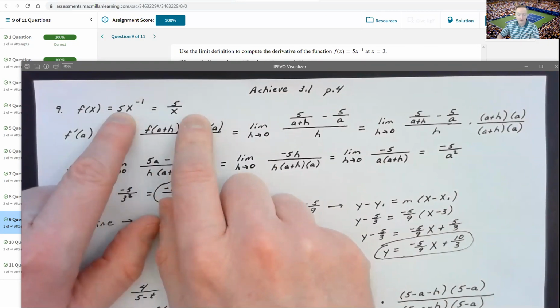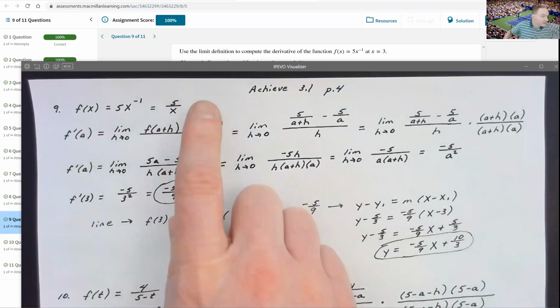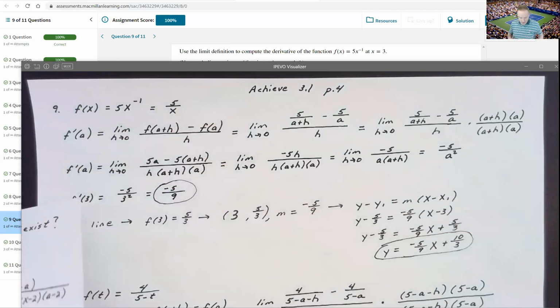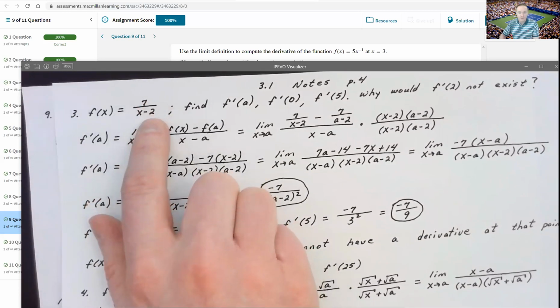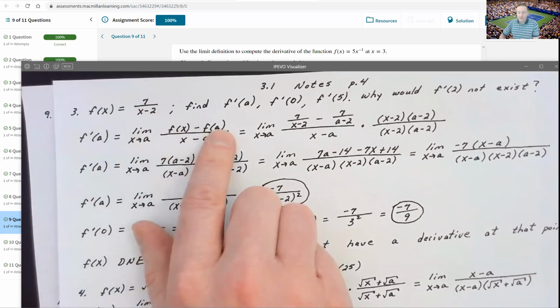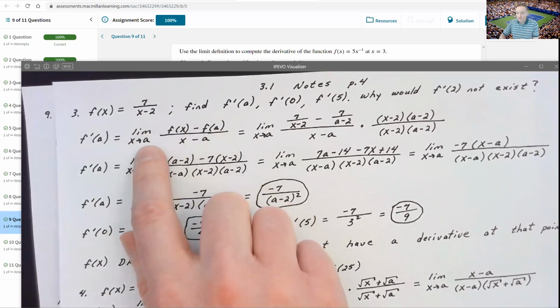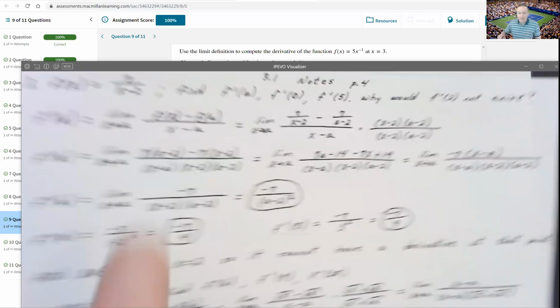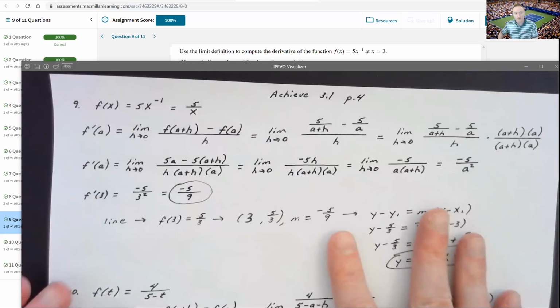Now, in our notes for this section, I did rational functions with the other definition of the derivative. We had this one in our notes where I did 7 over x plus 2, and I used f of x minus f of a over x minus a, the limit as x approaches a. You could certainly do that in this problem too. Any of the derivative definitions will always work.